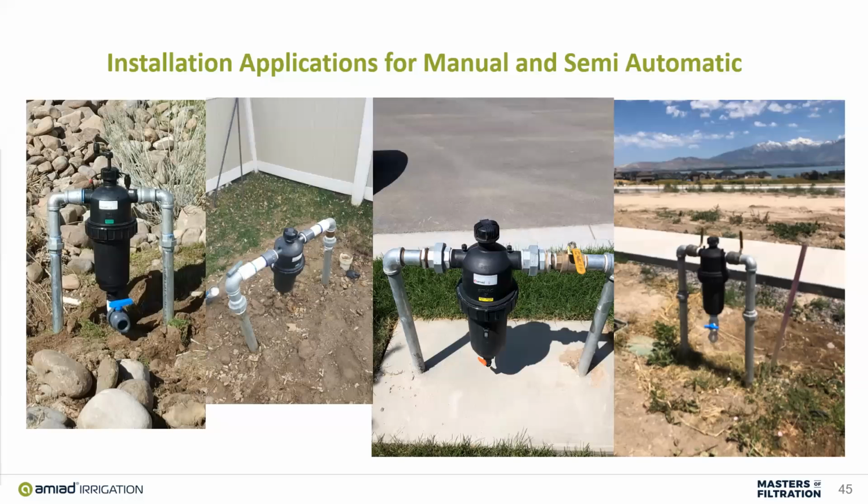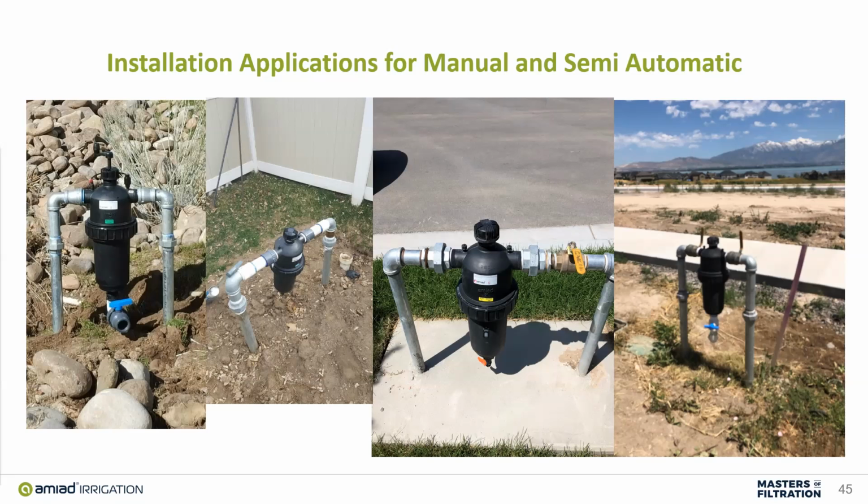So here are some examples of installations for the manual and the semi-automatic filters. On the left, that's a semi-automatic filter that's installed. And basically, in order to clean that, it's like rolling down the window on the old classic cars. You've got to open up that valve down on that bottom, the ball valve, and you crank that crank up, and then you crank it back down, and it will do exactly what the fully automatic does, where the scanner sucks the debris off the screen and allows it to flush out.